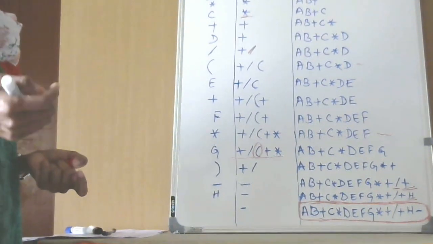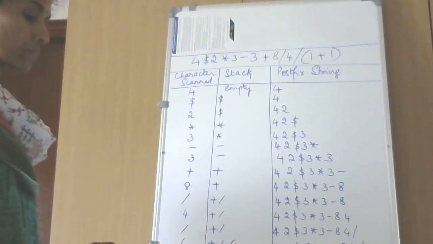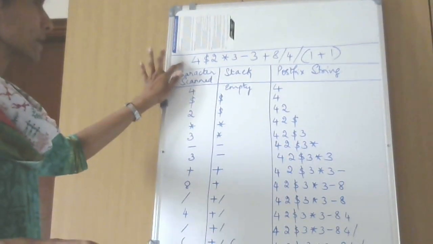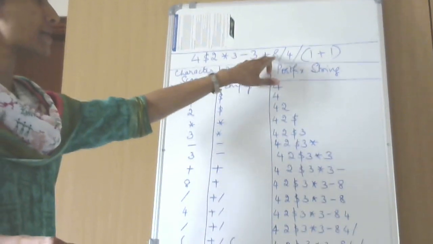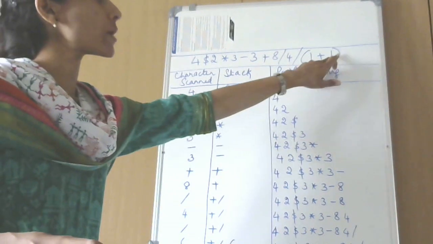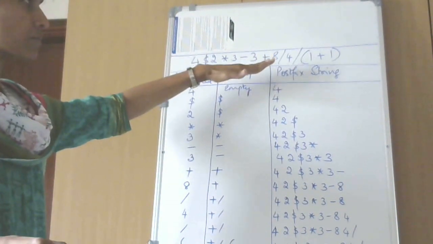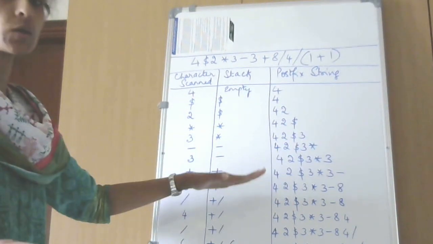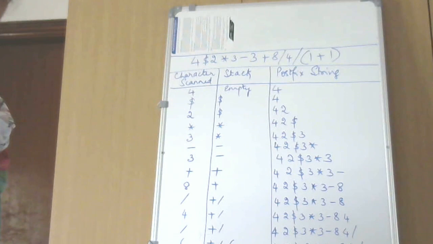Let me take you to one more example. Let me take one more example: 4 dollar 3 minus 3 plus 8 slash 4 slash open braces 1 plus 1 closing braces. Students, you please write down the expression before we start and you are with me. Because I am finding it difficult to complete it because of logistic reasons.